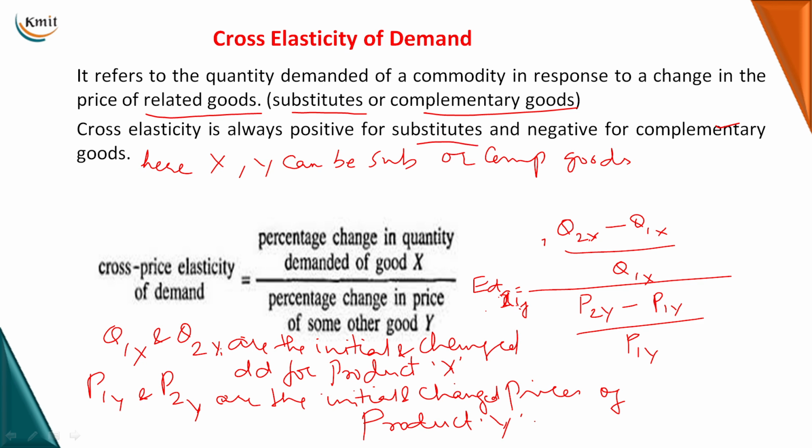So here the cross elasticity of demand is equal to the percentage change in the quantity demanded of good X divided by the percentage change in the price of some other good Y. X and Y can be substitutes or complementary. So this is the formula for calculating the cross elasticity of demand, where Q1x and Q2x are the initial and changed demand for the product X. P1y and P2y are the initial and the changed prices of the product Y.